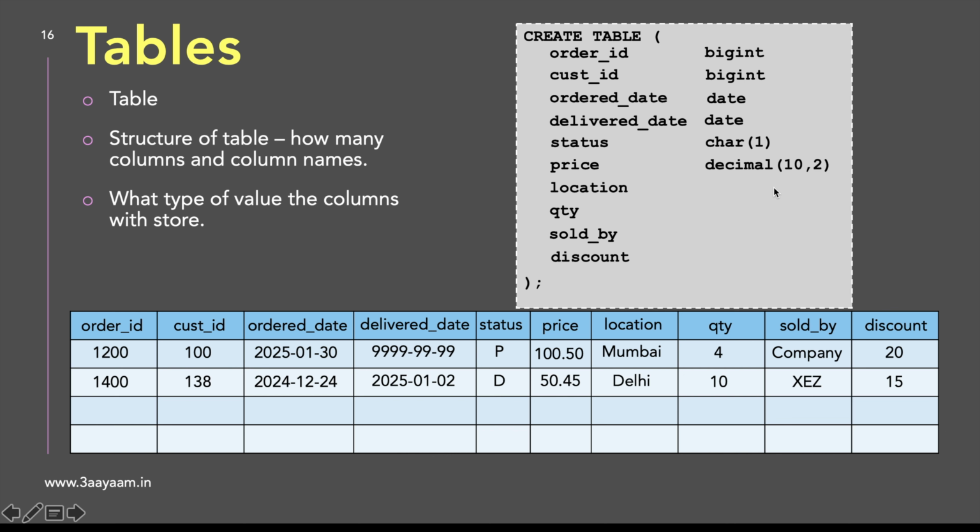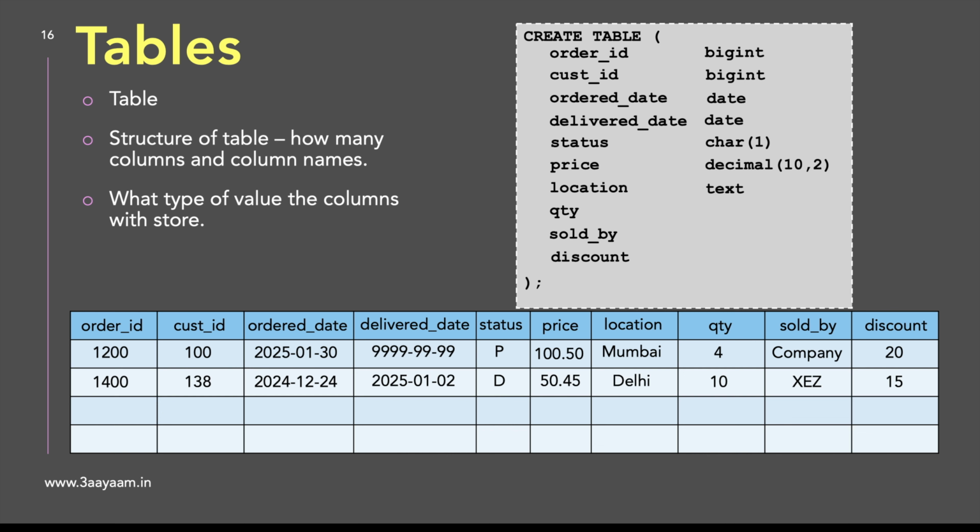But price would be decimal. And I'm mentioning decimal(10,2). So the precision is 10 and the scale is 2, which means before the dot we can have 8 digits and after the dot we can have 2 digits.